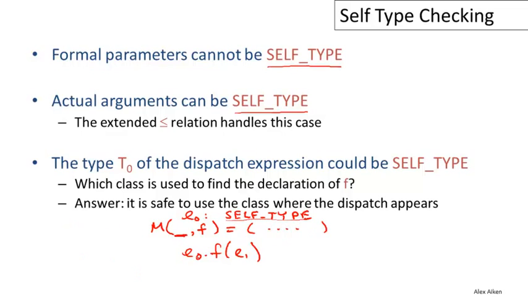Well, if this whole thing is occurring in class C, if we're type checking in class C, then this is a self-type sub C, and as always, it's safe to replace self-type sub C by C, and so we'll just use the class C there, the current class that we are type checking in, to look up the method name f.